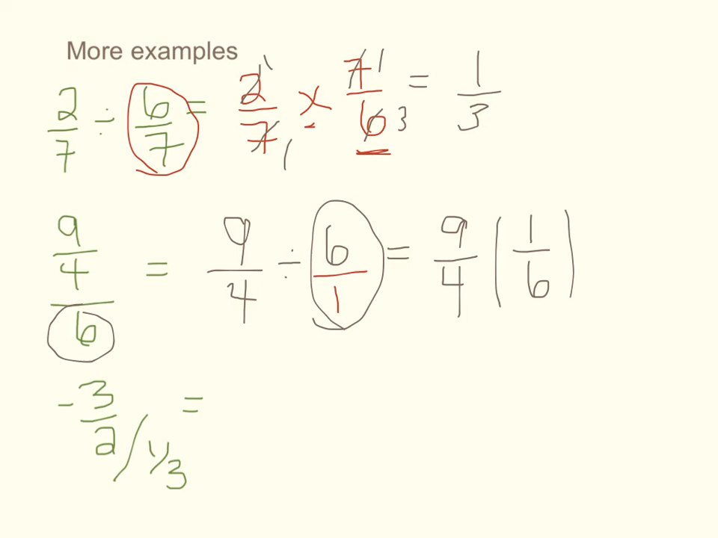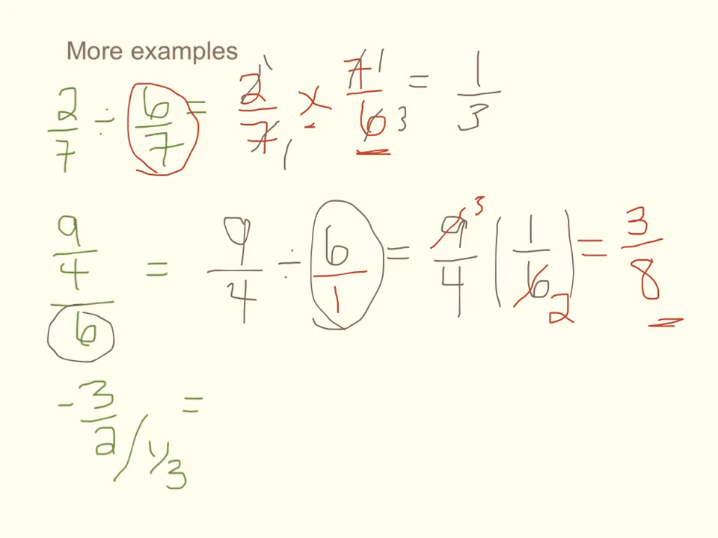So when I do that, 9 divided by 3 is 3. 6 divided by 3 is 2. And now I multiply straight across the top and straight across the bottom. So I have 3 times 1, which is 3, over 4 times 2, which is 8. Okay, and that's my final answer, and it's reduced.